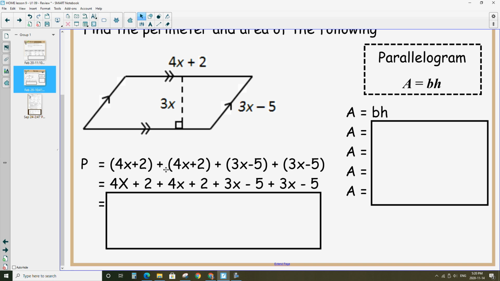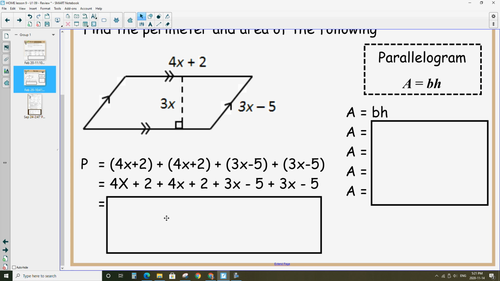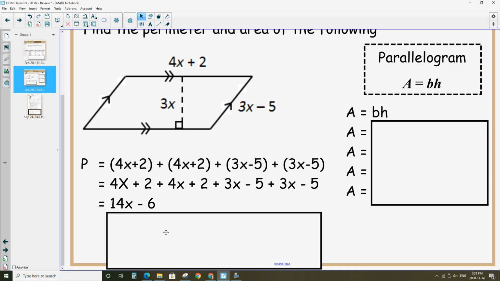There are no values in front of the brackets for you to expand, so we can literally just remove the brackets. Now you're collecting like terms, right? You're adding and subtracting terms, so group together all the x's. We have a 4x, 4x, 3x, and 3x, which is going to give me 14x. And then for the constants, we have a 2 plus 2 is 4, minus 5 is going to give me -6.